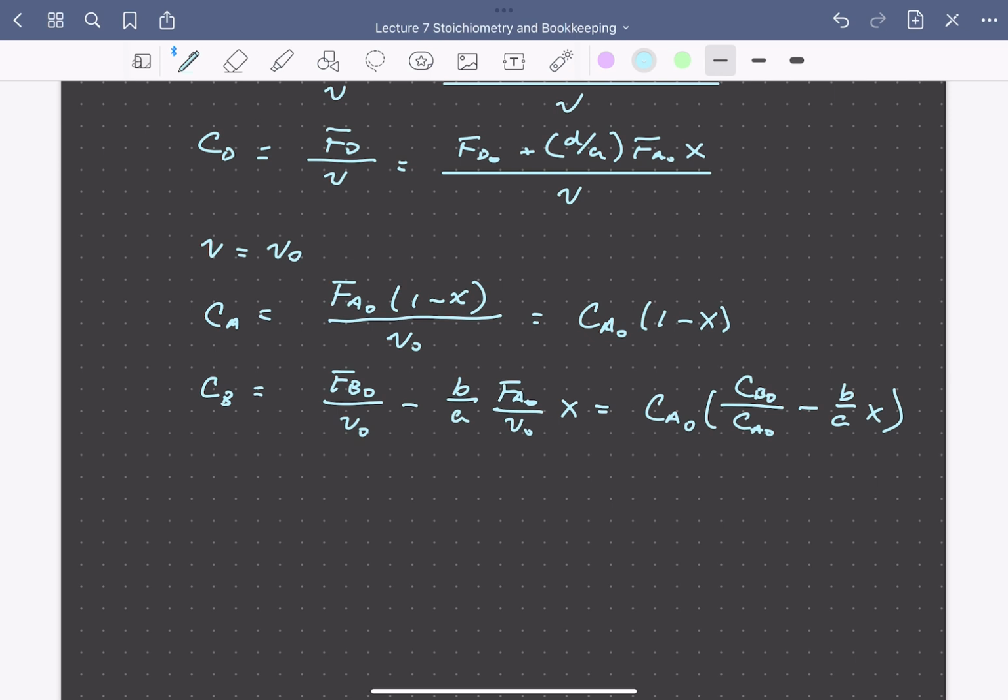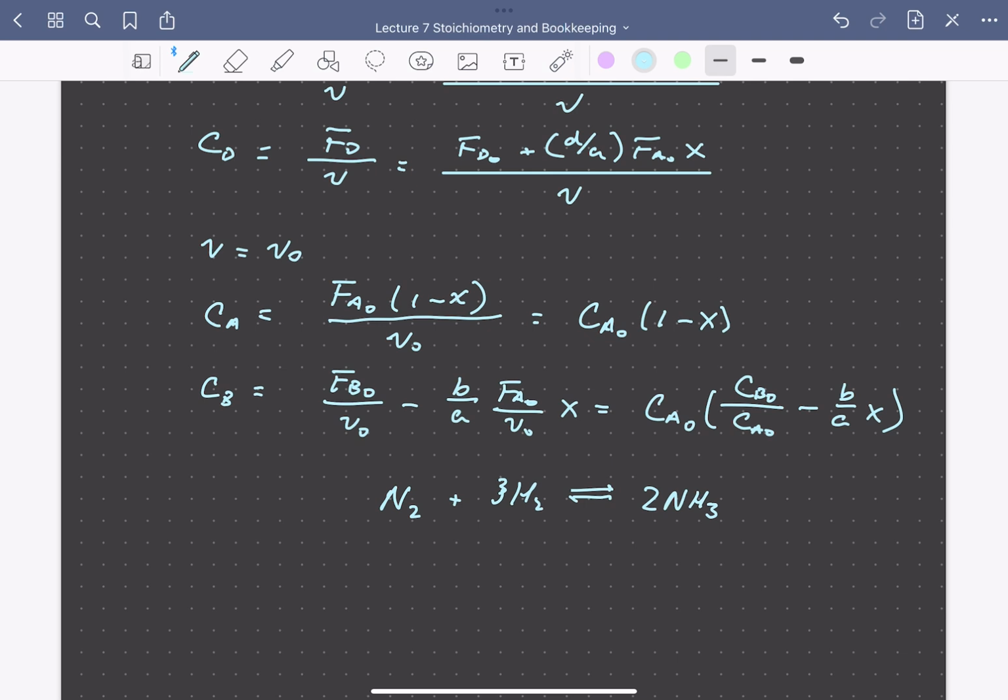But we will encounter situations that the volumetric flow rate is not constant. So for instance, in a gas phase reaction with a change in number of moles, so say for example the ammonia synthesis reaction, which is N2 plus 3H2 going to 2 molecules of ammonia, you can see that we're coming in with 4 molecules of gas phase reactants, and as the reaction proceeds it just goes to 2, and so the volumetric flow rate is going to decrease as the reaction proceeds.